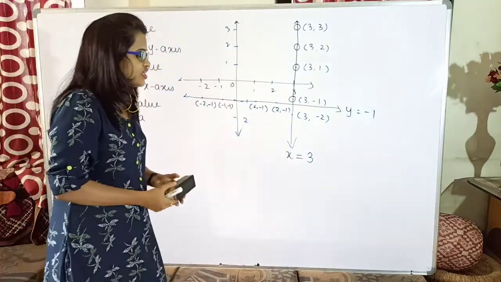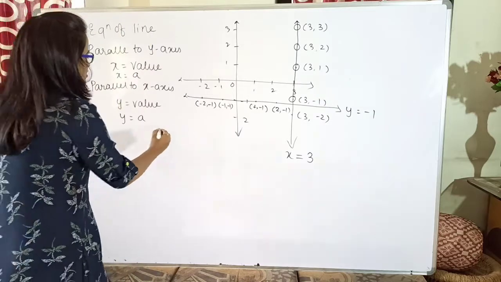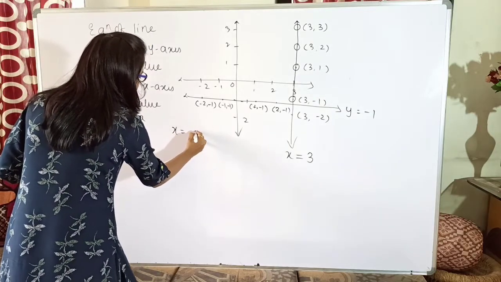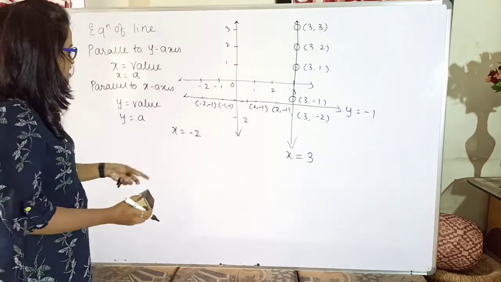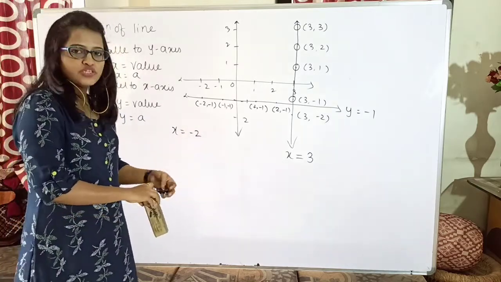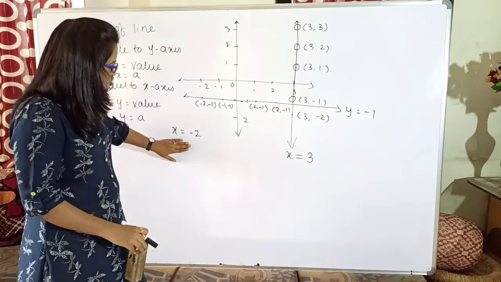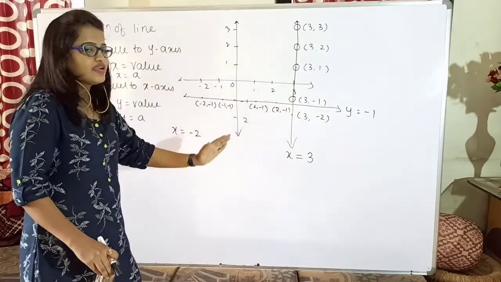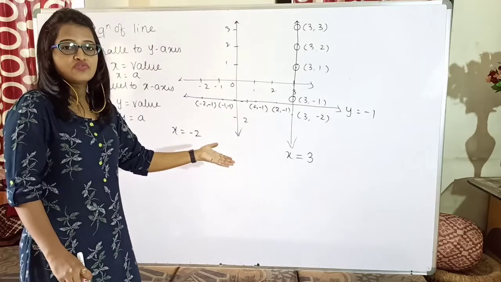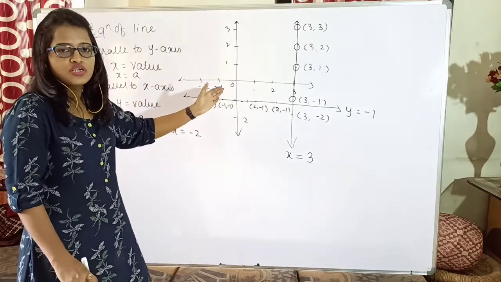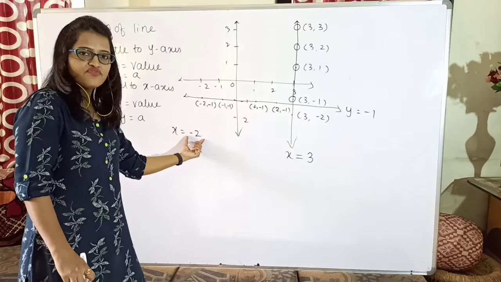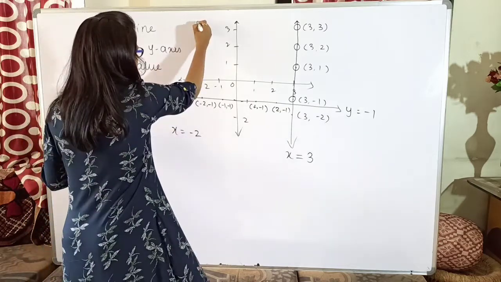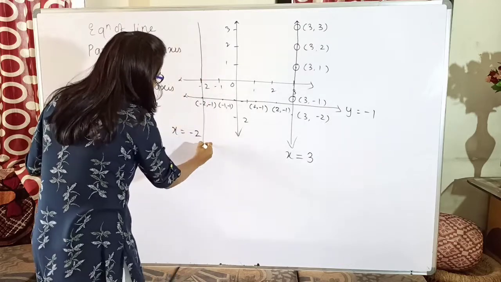So directly if they give you, like, draw the line x is equal to, say, -2. Now if it is x is equal to -2, immediately you should understand that this line will be parallel to the y-axis. But even though it is parallel to the y-axis, from what point do I have to draw that line? I have to draw the line passing through -2. So the line passing through -2 parallel to the y-axis will be like this.